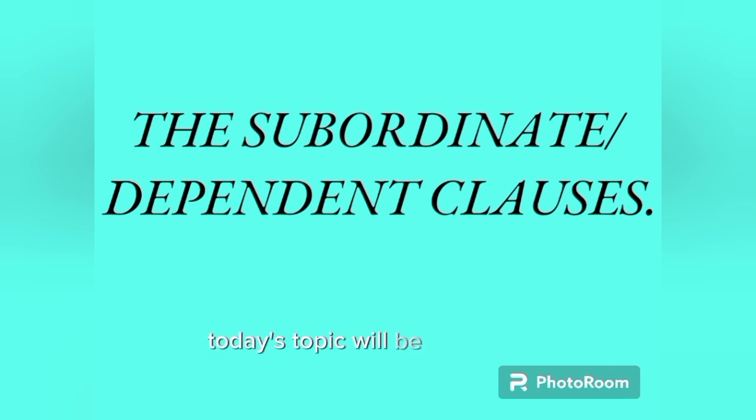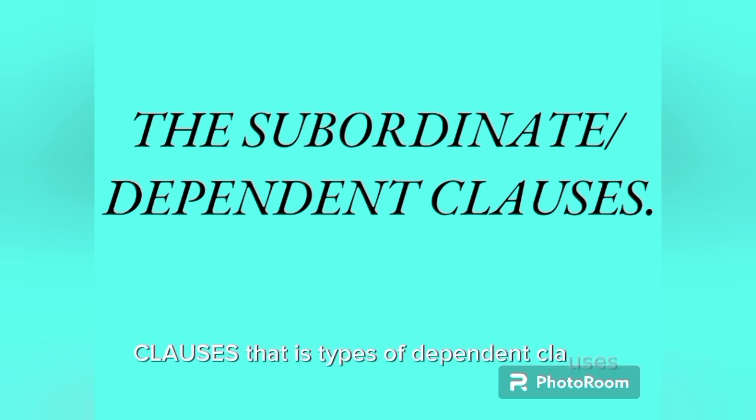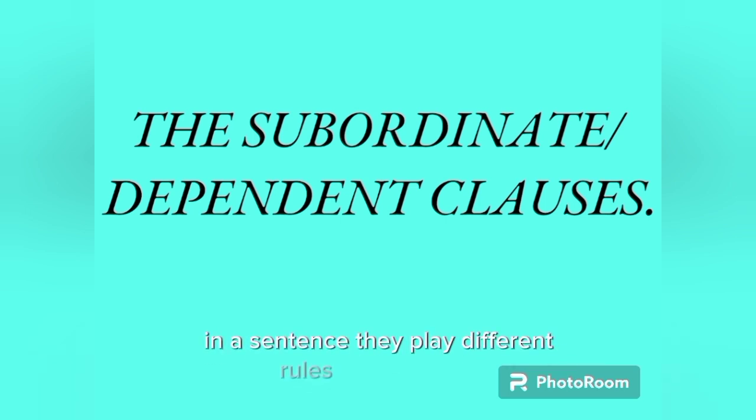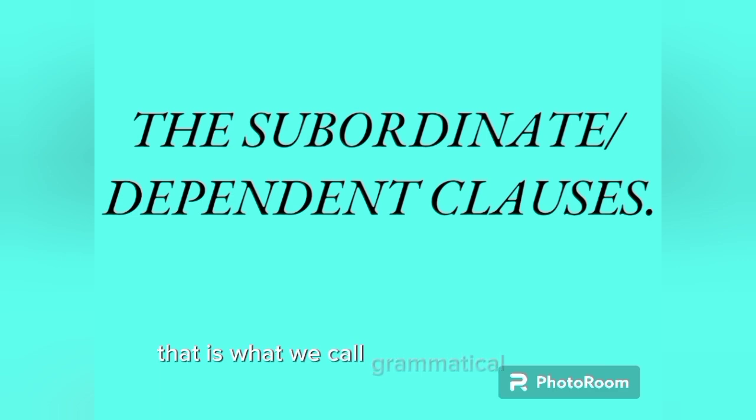Today's topic will be dealing on types of subordinate clauses, that is, types of dependent clauses. You remember in our last class we discussed the clauses, the main clause and the subordinate clause. So we shall be discussing the subordinate clauses, the types. The subordinate clauses are grouped according to their grammatical rules in a sentence. They play different roles in a sentence. That is what we call grammatical function.